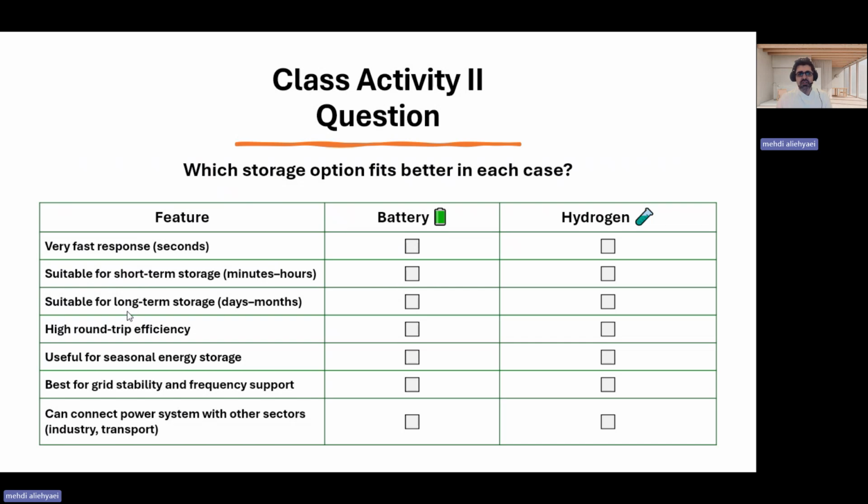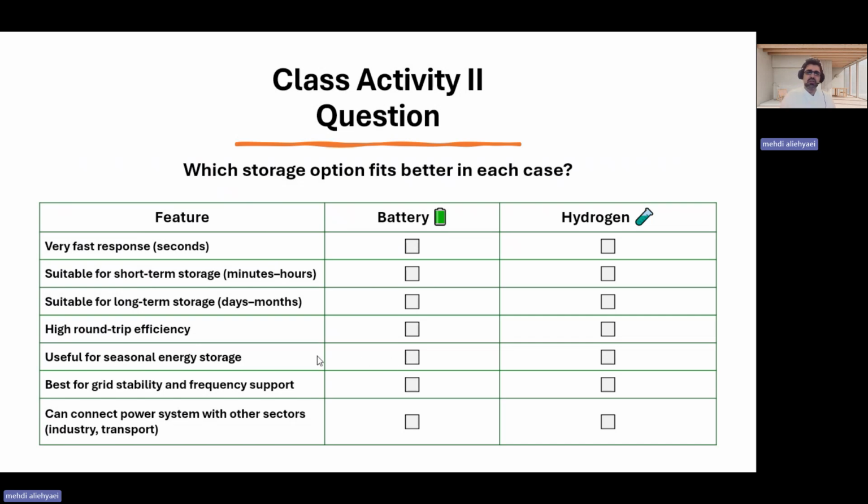And also seasonal energy storage comes back to long-term storage, which is related to H2. Also, the best for grid stability and frequency support is the battery, because in the grid we need, for example, shorter periods of time. And being able to connect the power system with other sectors, for example, industry and transport, is related to H2.